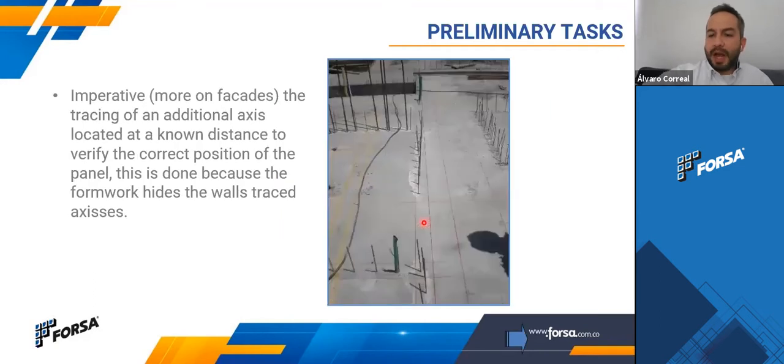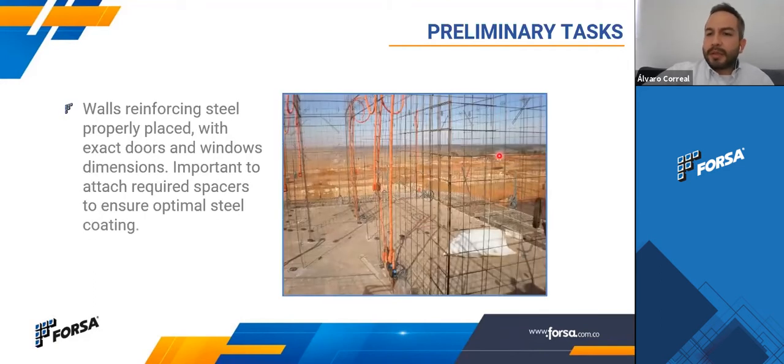Okay. After having these traces, then you install all the walls' reinforcing steel. So you have to check that all the dimensions are correct, including the windows and the doors. To install the spacers, these are the plastic spacers that we talked about before, 1 per square meter at least. We have these corners, these rebars, and everything that you have in your structural design, you have to check it and ensure that everything is installed correctly.